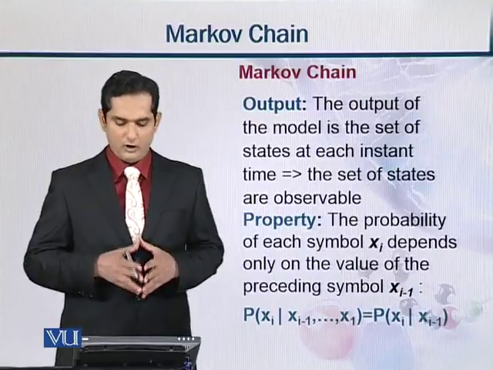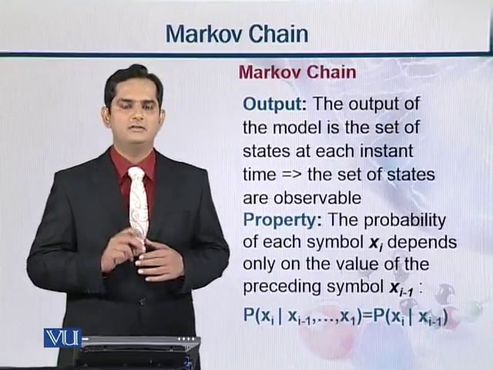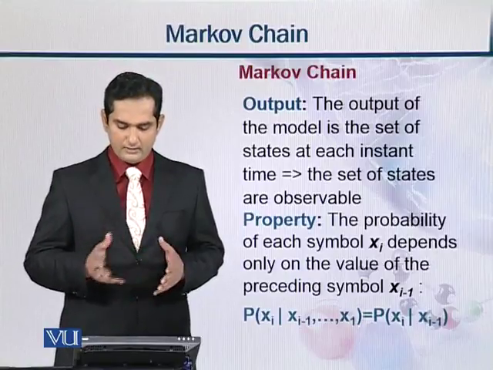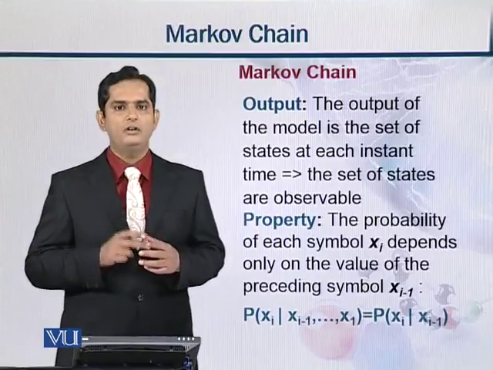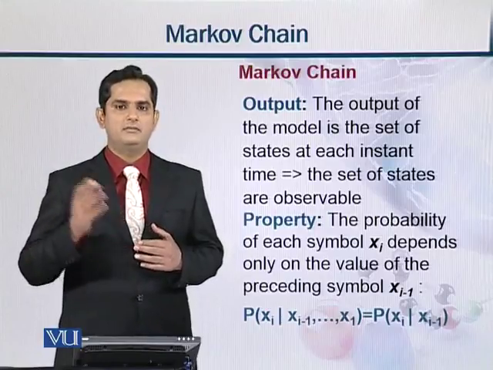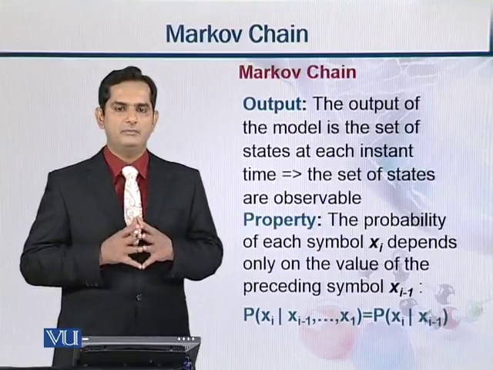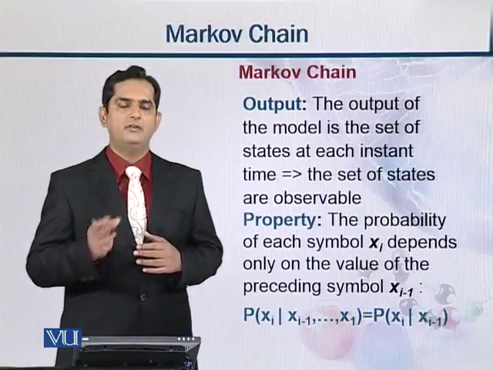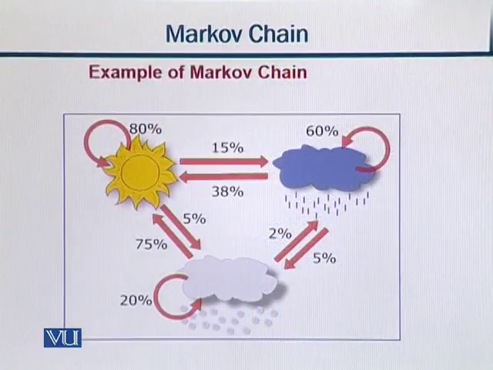Then what would be the output? The output of the model is the set of states at each time instance. So at time 0 it would be S1, then at time t1 it would be S2, and so on. What are the different properties? The probability of each symbol Xi depends only on its previous state. So if we have two states, the current state depends only on the previous state. It is just like a unigram, which means that it is dependent on only one piece of information, and that information is its previous state.